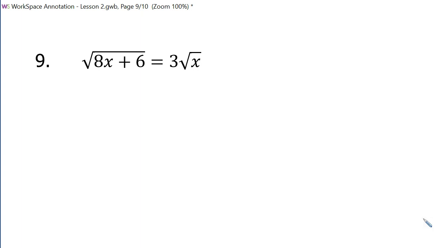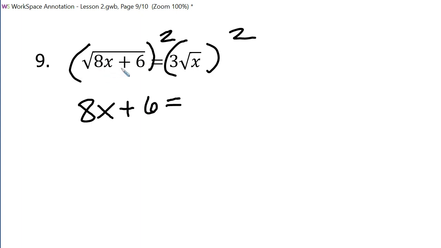So I need to get rid of the square root. So what's the opposite of square rooting? Squaring. So we need to square the left side, square the right side. What happens when I square a square root? It cancels, so bring down the 8x plus 6.